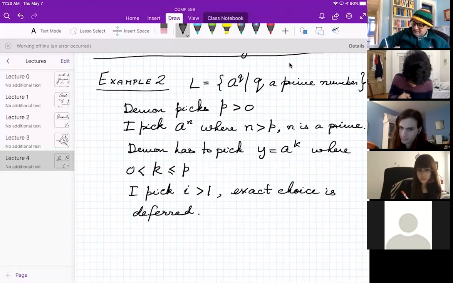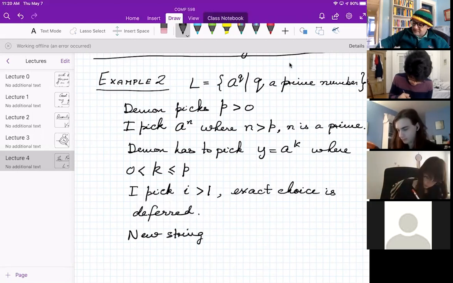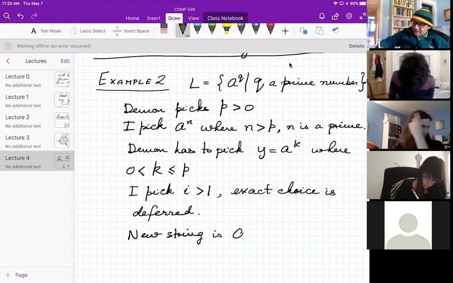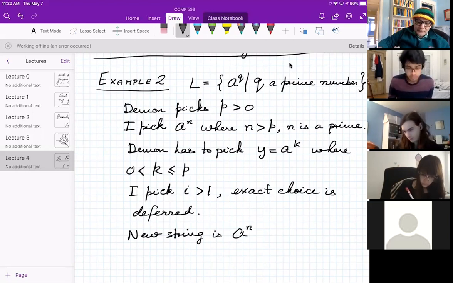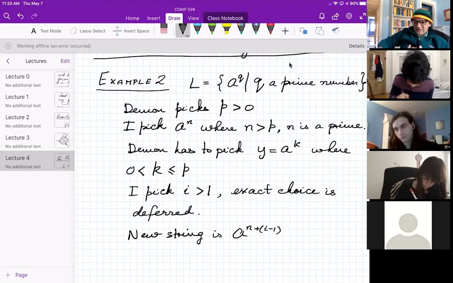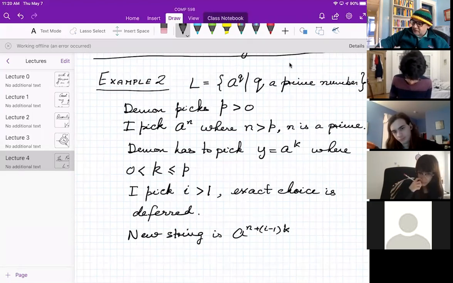So it implies the new string is a to the n plus I minus 1. Why I minus 1? Because one of the copies of y, of course, was already in the original string. So the new string is that.